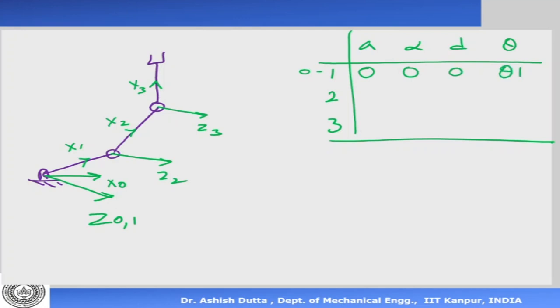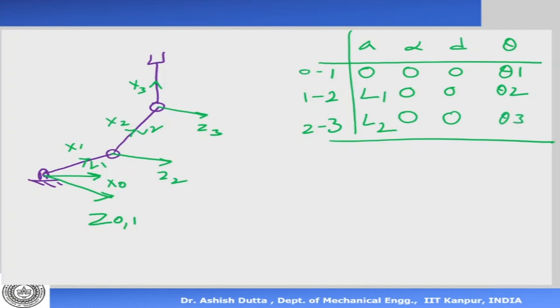Now in case of the relation between 1 and 2, we see that there is a distance L1, let's say there's a distance L1 here and L2, which are the link lengths. So L1 is here, this is 0, 0, and this is theta 2. Now, the relation between 3 and 2 axis is that there's a distance of L2 between the z-axis, z3 and z2. There is no angle between them, between the z-axes, and there is no distance between the x-axes because they're intersecting, and this is my theta 3.